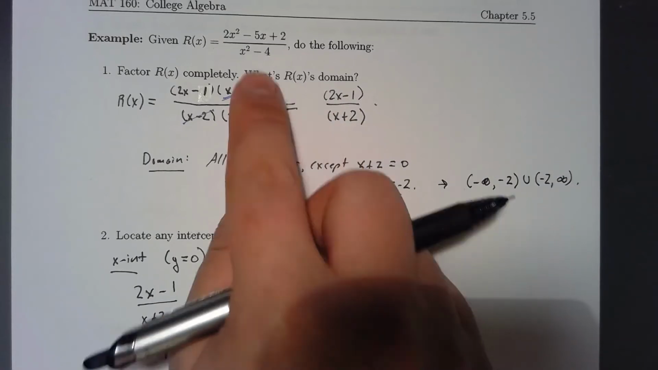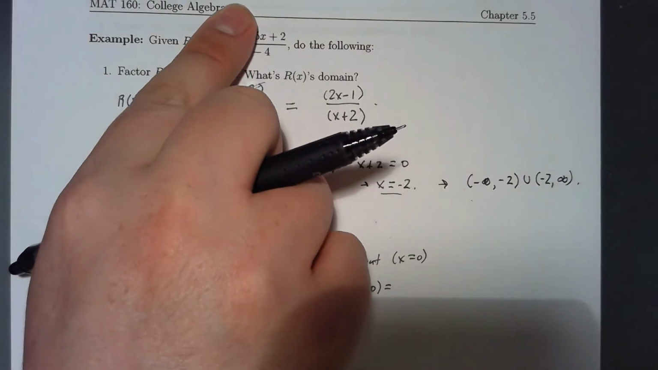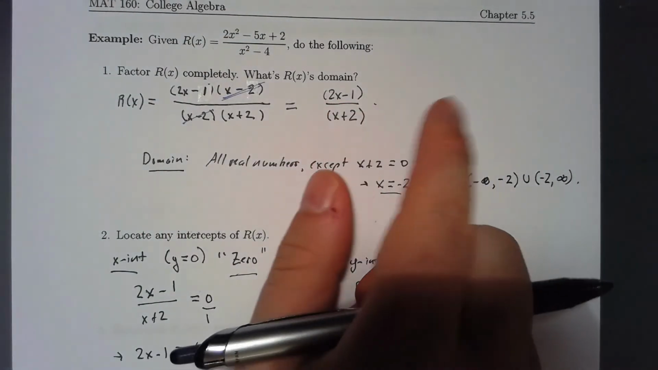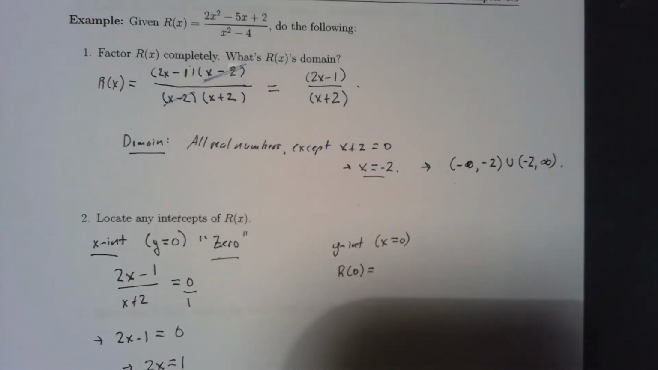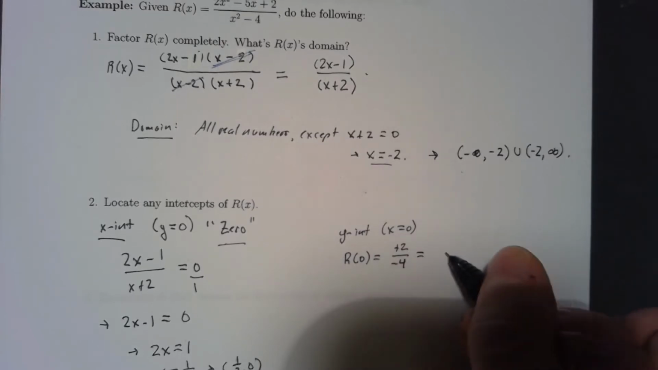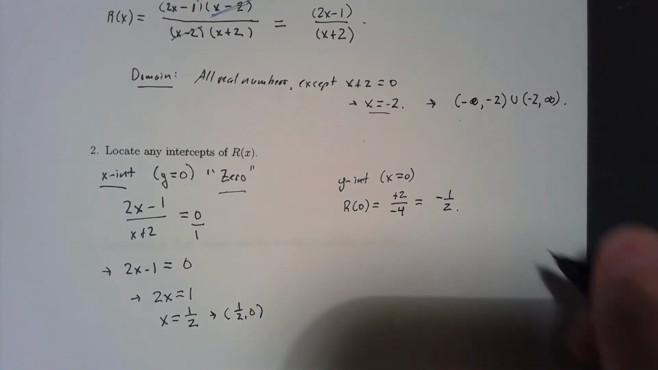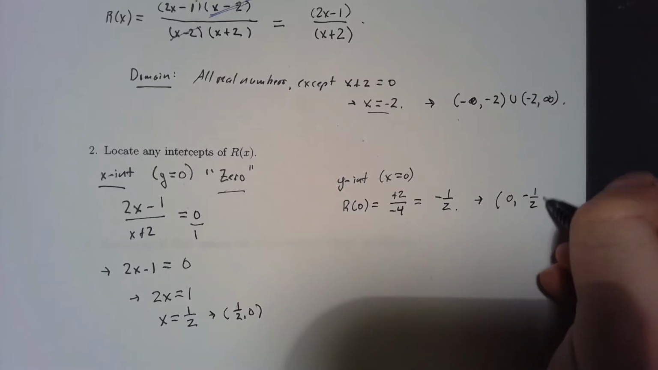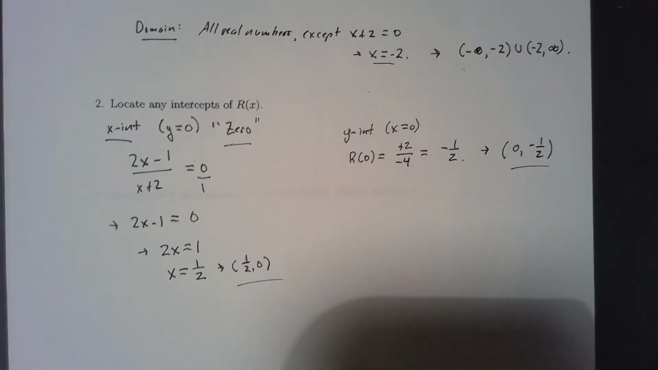And they reduce to be the same thing. So when you plug 0 in here, you're going to get what? Positive 2 over -4, or negative 1 over 2, which reduces to the same thing. It's going to be -1/2, right? So you're going to have plus 2 over -4, which is -1/2. So my y-intercept is (0, -1/2). Y-intercept, that's the x-intercept.